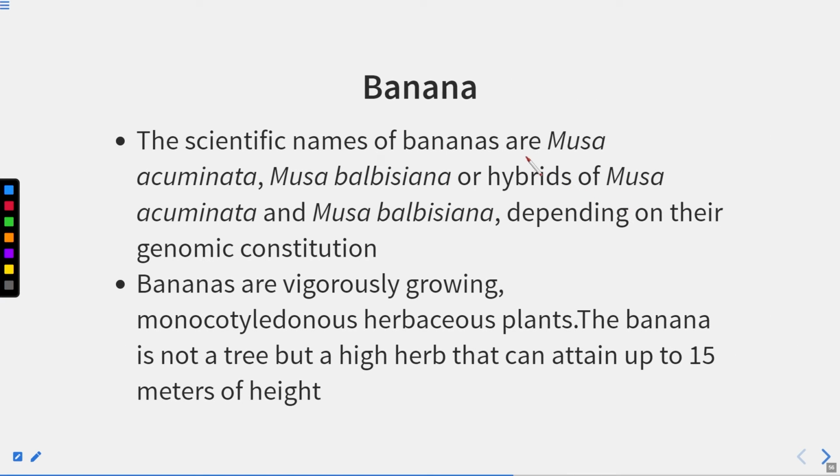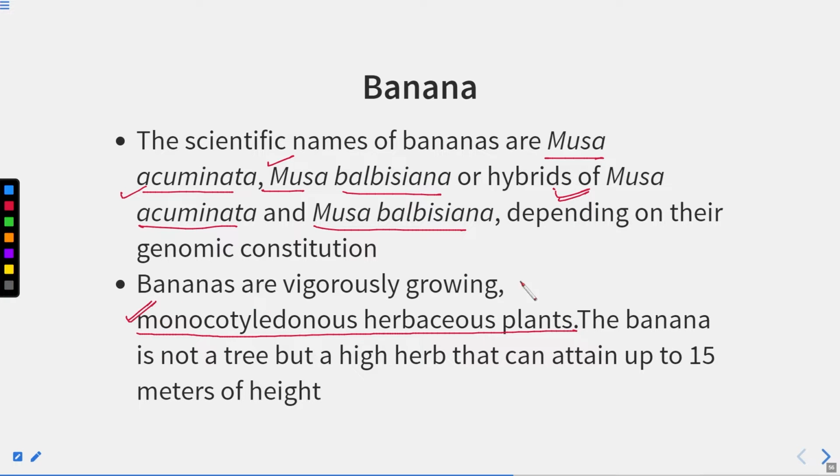So the scientific names of the bananas are Musa acuminata, Musa balbisiana, or hybrids of Musa acuminata and Musa balbisiana. We have these two species which are generally used for food purposes, that is, we get the fruit from them, and we also have the hybrids of these two species, depending upon their genomic constitutions.